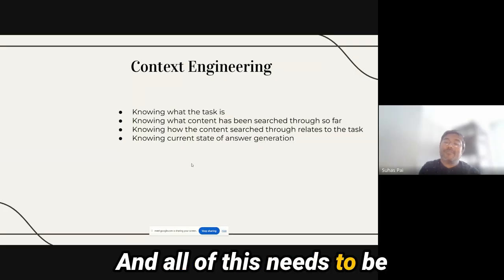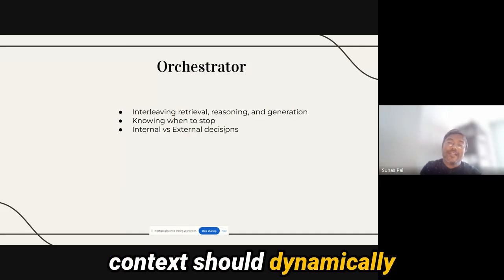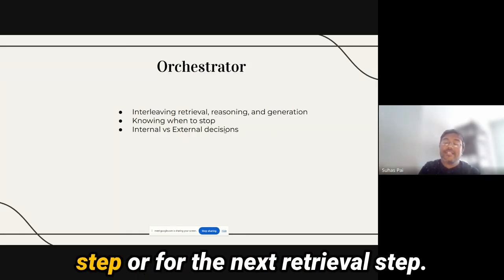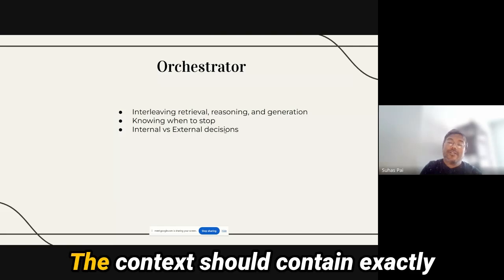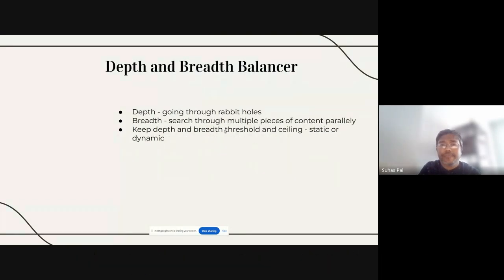And all of this needs to be happening in an automated way. While this is happening, the context should dynamically change for the next reasoning step or for the next retrieval step. The context should contain exactly the things that it needs for doing that.